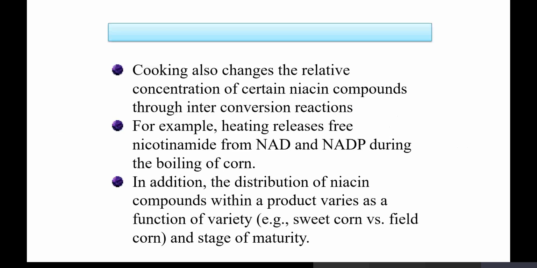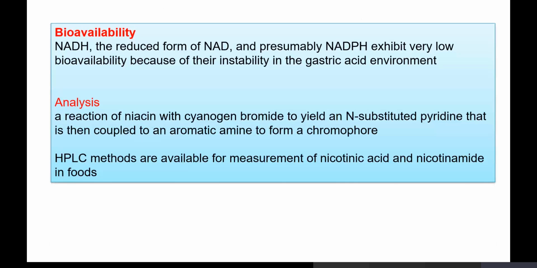So how do the losses take place? Cooking causes changes in the concentration of niacin compounds through interconversion reactions. For example, if you heat a vegetable or fruit, this heating causes release of free nicotinamide from NAD and NADP during boiling. Corn, whole corn grains, are very rich. In addition, the distribution of niacin compounds within a product varies as a function of variety, like sweet corn versus field corn. In sweet corn also there are varieties, and stage of maturity, all those factors affect it.